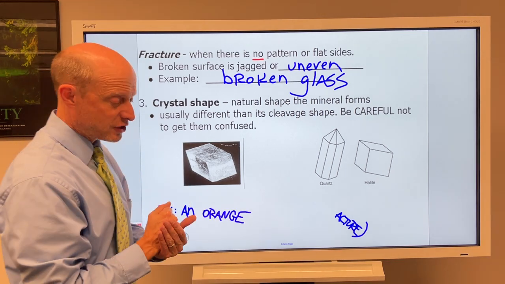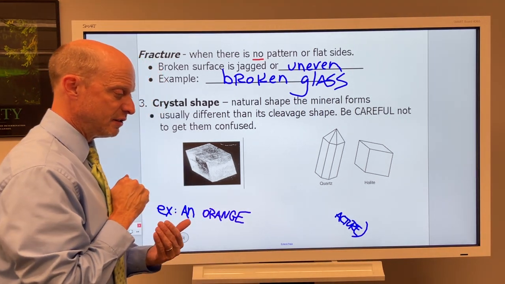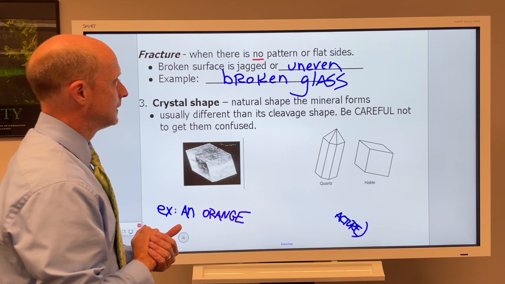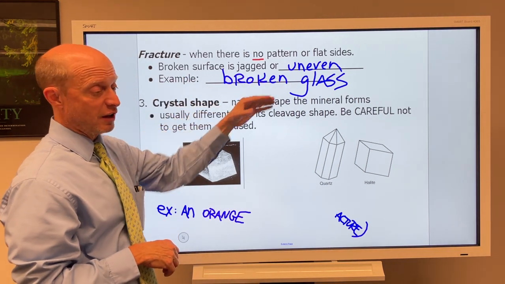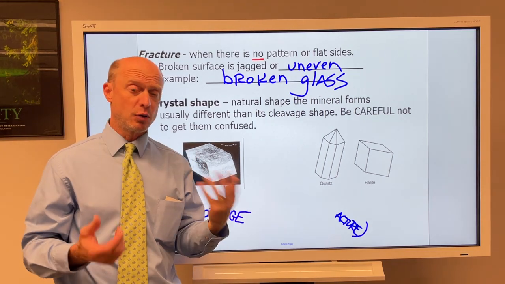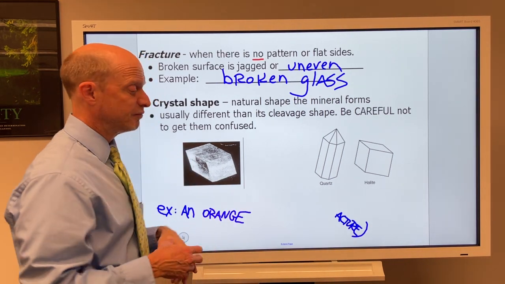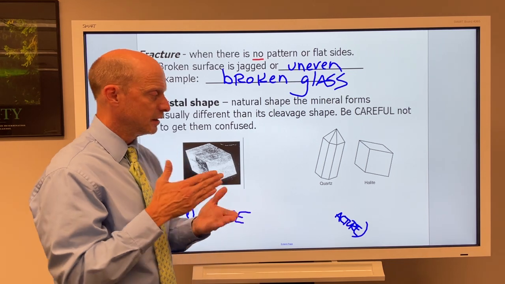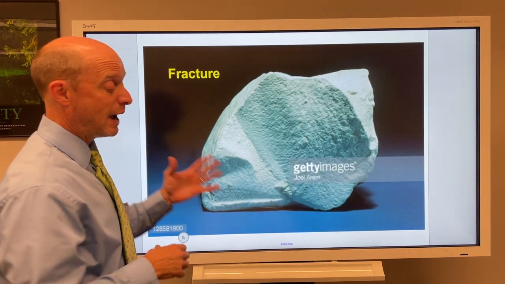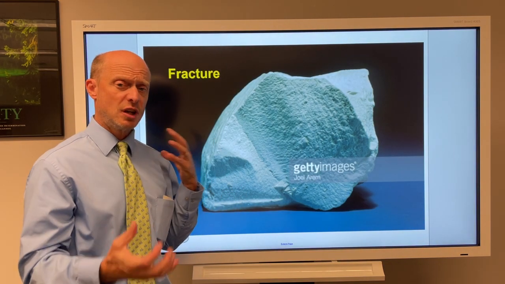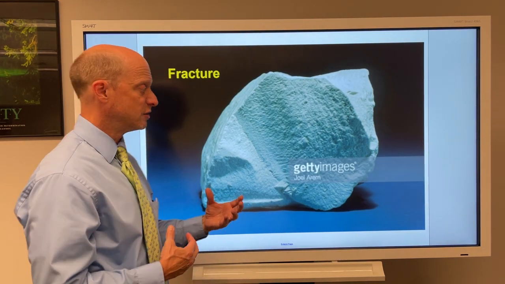So fracture is also mineral breakage and is when there's no pattern or flat sides to a mineral when it breaks. So the broken surface is jagged or uneven. An example I often use could be broken glass. It doesn't really break into any particularly straight flat sides. So what do I have here? Oh yeah, I have some examples of fracture. I tried to get some good photos of minerals that show fracture.